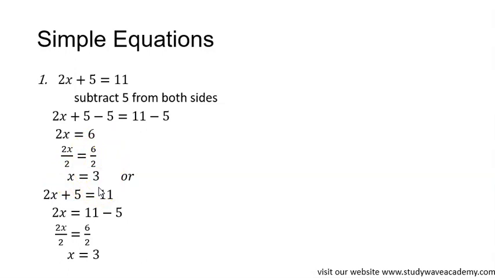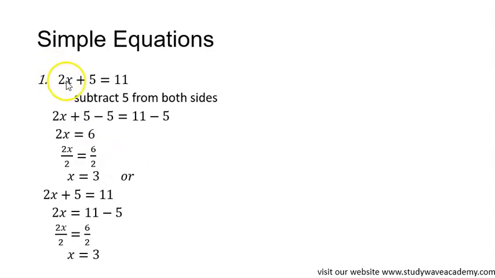Do you understand? When we arrived there, we wanted to isolate x. So we divide both sides by 2. So 2 cancels itself, we're left here with x, and we have here 6 over 2. 2 cancels here is 1, 2 cancels 6 is 3. So x is equal to 3, okay?